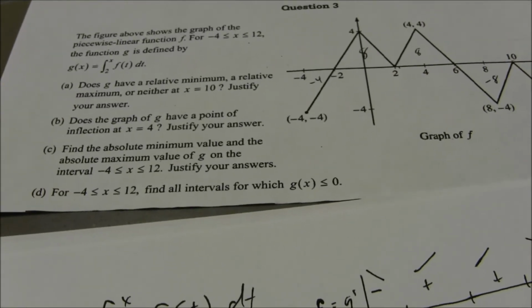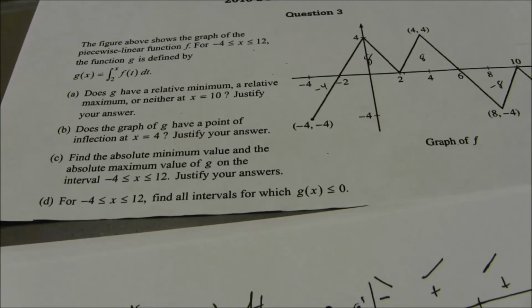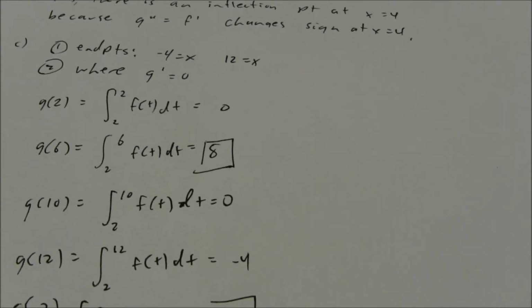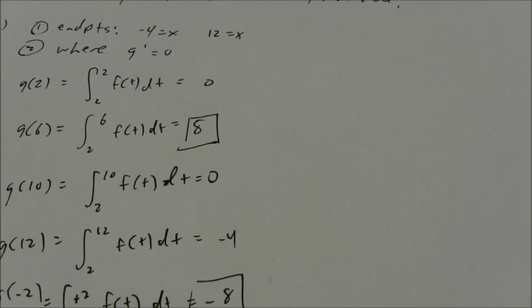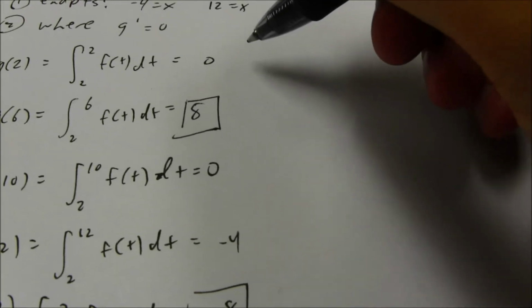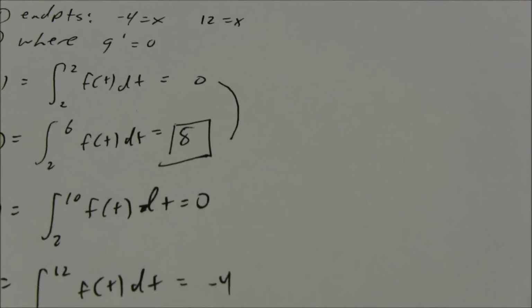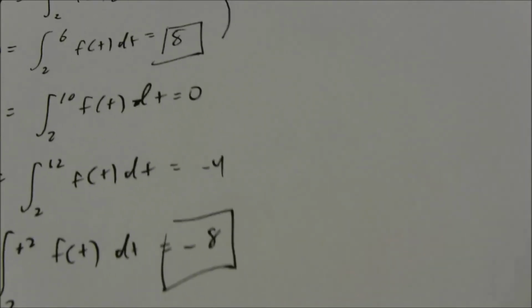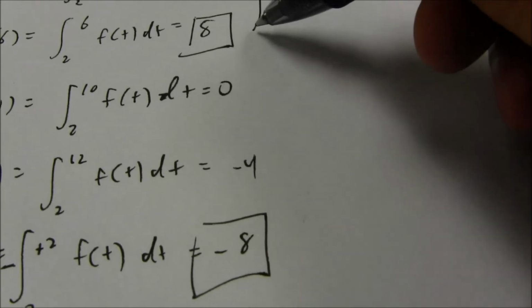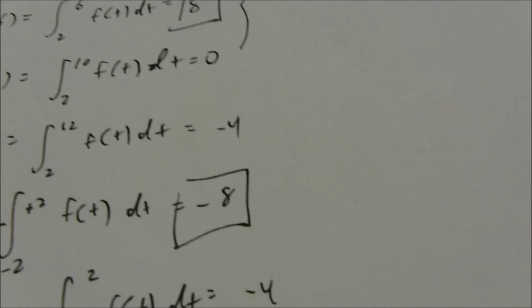Okay, the last part, they asked me to find all the intervals for which g is less than or equal to 0. Well, because of what I set up here, this is going to work out pretty nicely. Remember, these are all the places where the graph changes direction potentially, so we should be able to use the intermediate value theorem here and just see what values it passes through. So how many times is this graph less than 0? Well, it goes from 0 to 8, so it's always going to be positive in that range because it never changes direction again in that interval. From 6 to 10, it's going to go from 8 back to 0. Those values are all going to be positive.